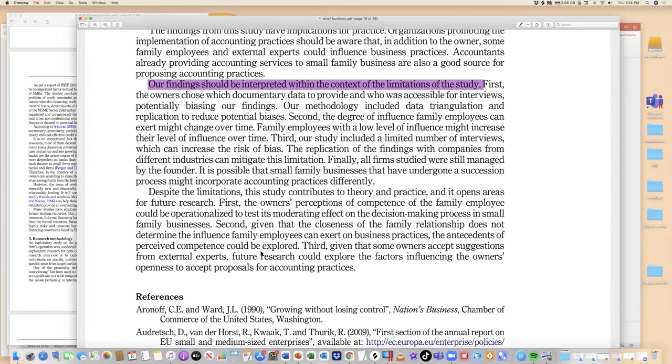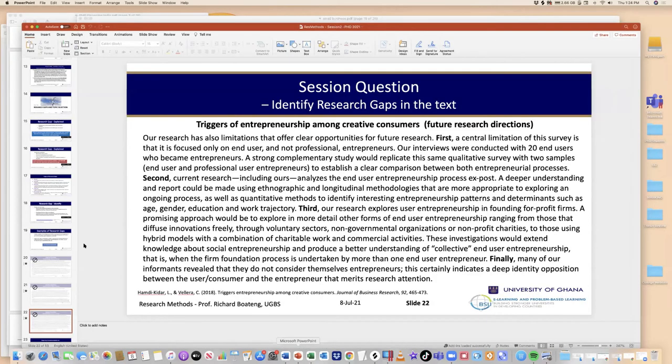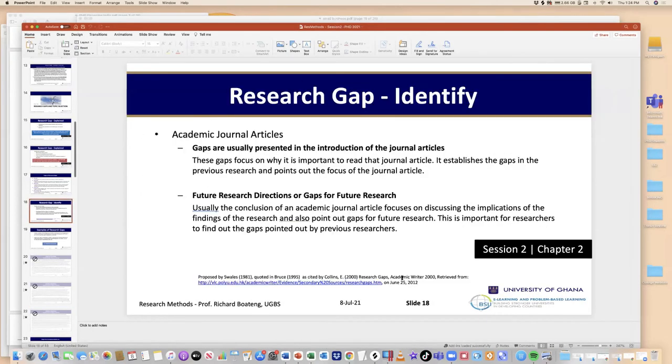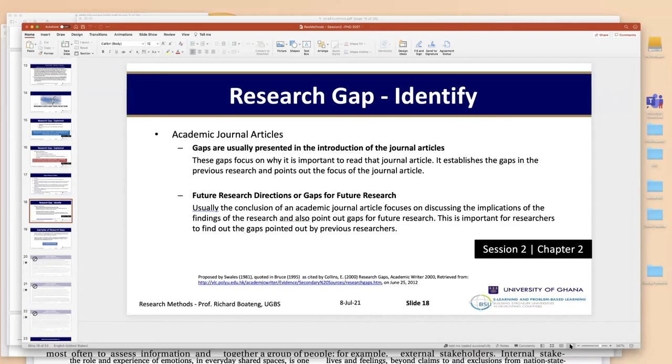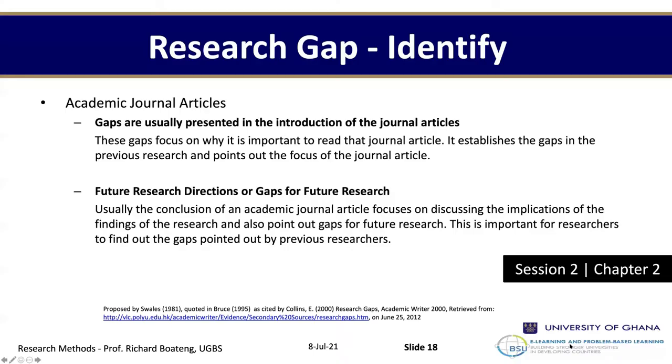Third, given that some owners accept suggestions from external experts, future research could explore factors influencing owners' openness to accept proposals for accounting practices. Where is the motivation to do sound accounting practices coming from? Is it coming from external factors? Let's study that one. That's what it's telling you. So you can get your gaps from either the ones which are at the beginning of the work or the end of the work. Both of them are necessary.